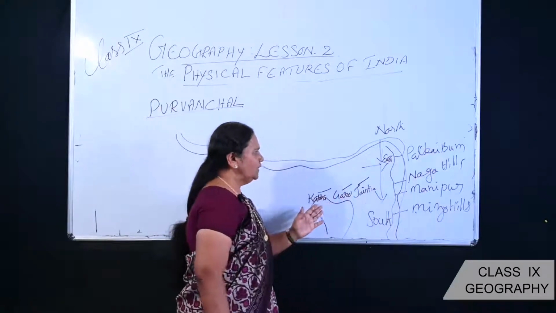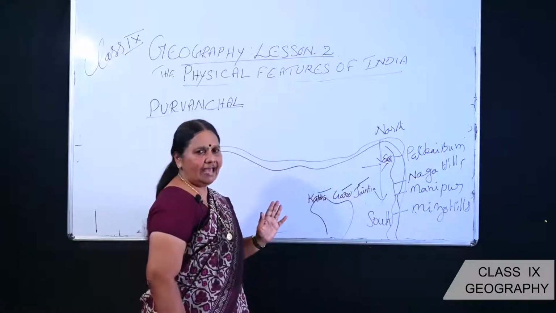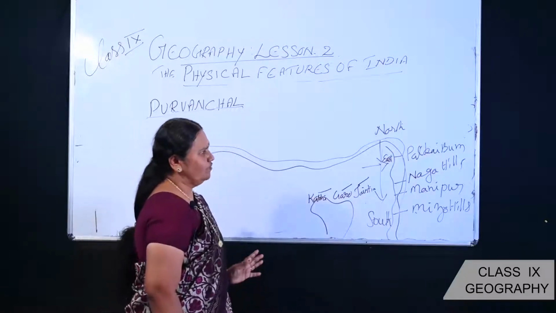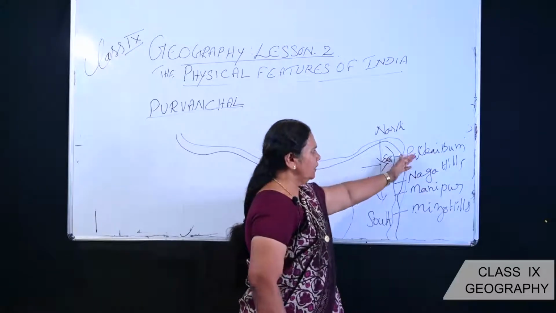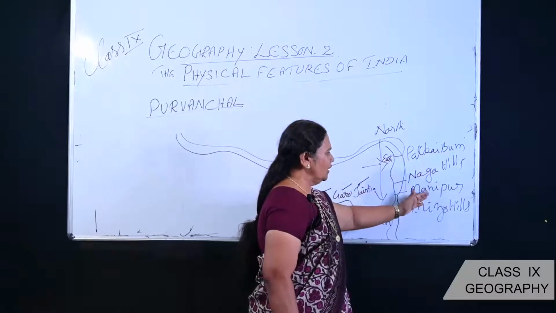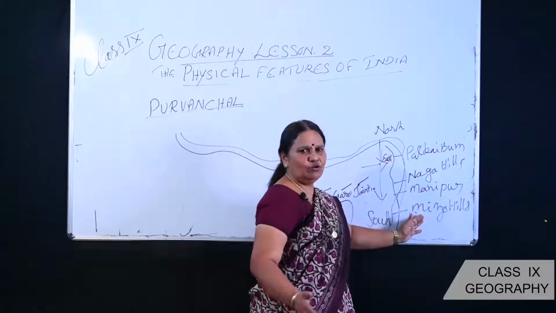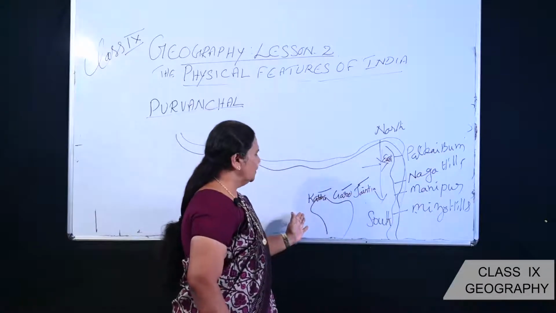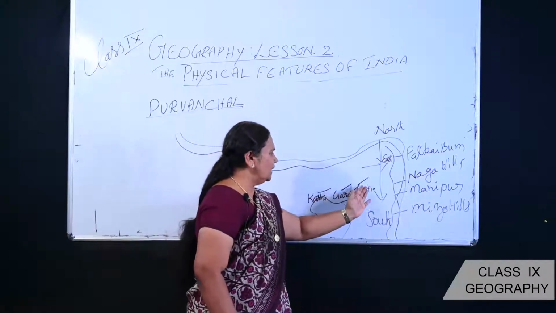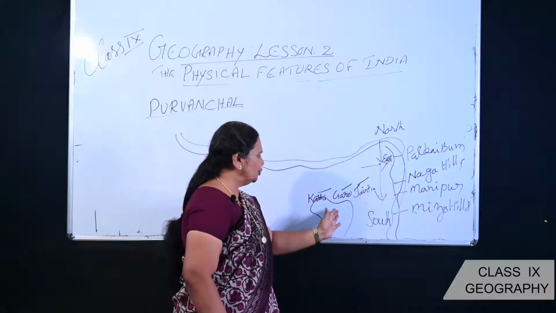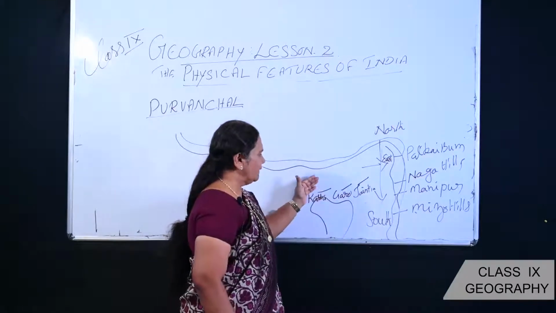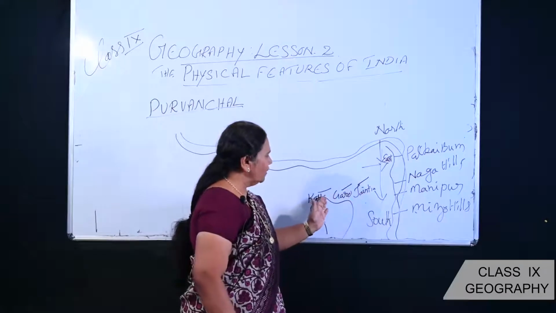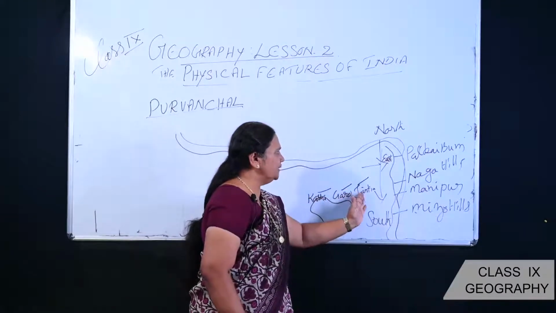We call that group of hills Purvanchal. What is that group of hills? Patkai Bum, Naga Hills, Manipur Hills and Mizo Hills, even Lushai. Along with that, three important mountain chains: Khasi, Garo and Jaintia. Above Bangladesh, in Assam, we have these three mountain chains called Khasi, Garo and Jaintia.